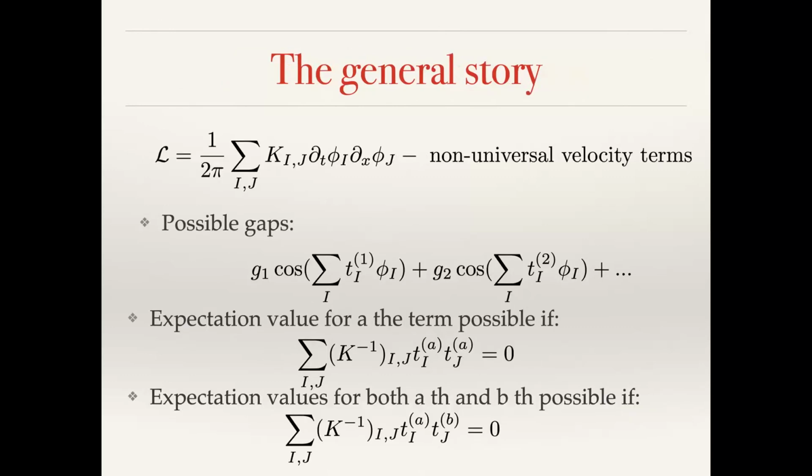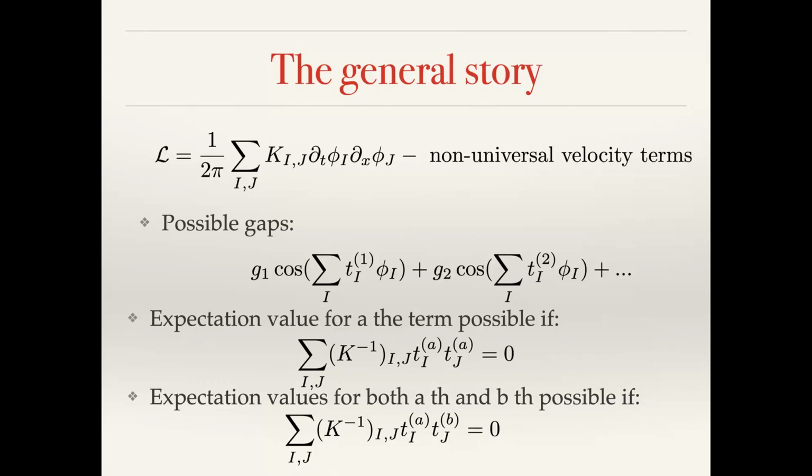Okay, perfect. So that brings me to the general story, which has a very elegant answer. Let me come back. This is my completely general Chern-Simons theory, and I have this K matrix which describes these universal terms, or the commutation relations between my different phi fields at the boundary. And you can ask, what are the possible gap terms, cosine terms that I could write down? The most general thing would be to take all of the phi's, multiply them by some integer coefficients, and take a cosine of that.